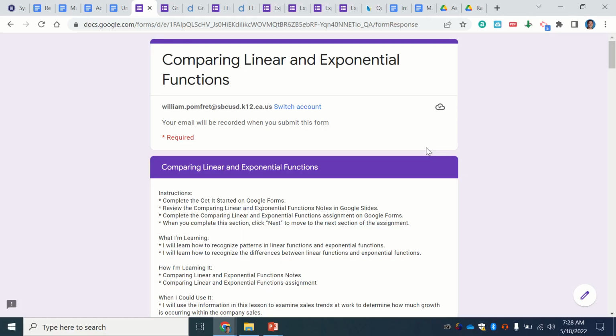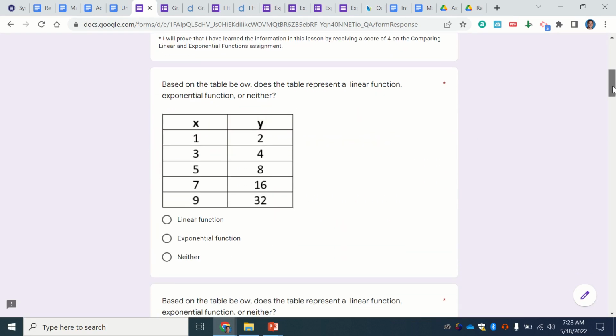Let's take a look now at the comparing linear and exponential functions assignment. The assignment begins with our learning goals and success criteria. If you scroll down, you can take a look at our questions for today. So the first one says, based on the table, does the table represent a linear function, exponential function, or neither? Well, remember, in order for us to have a linear pattern, we have to have a consistent pattern of addition in both columns. In order for it to be exponential, we have to have addition here and multiplication here. And if it's neither, that means that there's no common pattern, or it's not addition or multiplication.